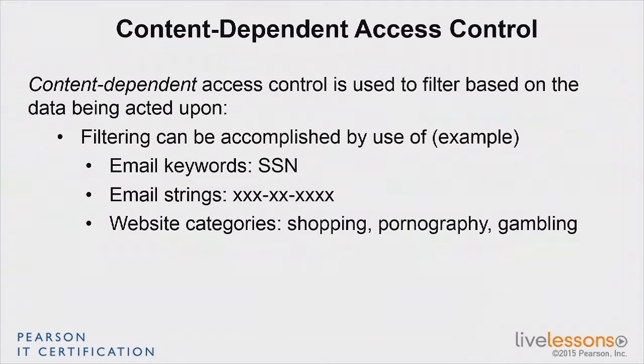So if we're trying to send an email, and the email either has a keyword SSN or a string that would appear to be a social security number, we're going to filter access. If the website is categorized as a shopping site or a pornography site or a gambling site, again, we're going to filter. So content-dependent access control is a filtering technique, and it's based on the data that's being acted on.